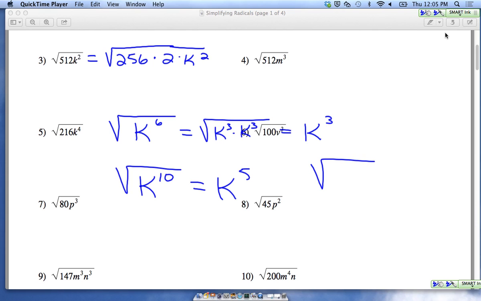Do another one. If I have the square root of k to the 20th, 20 divided by 2 is 10, so the square root of k to the 20th power is k to the 10th outside of the radical. So when the exponent or the power on the variable is even, you simply divide it in half, and then half the power becomes the square root. So that's what you would bring out whenever you simplify the square root of a variable.